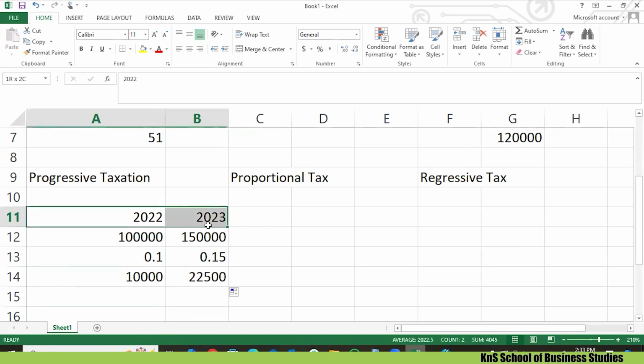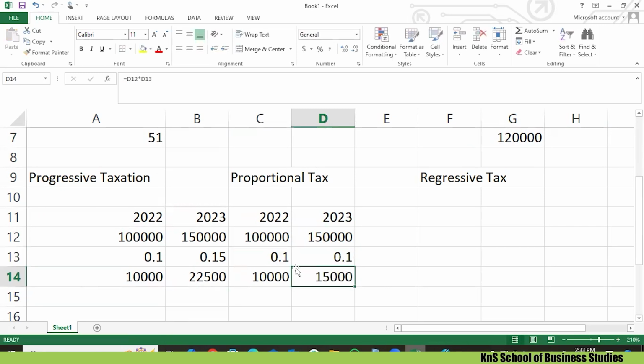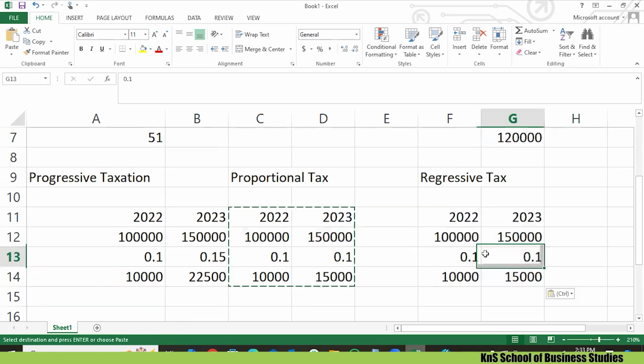Proportional is like, it was 10% over here. Again, the rate is the same. Just the thing is that I'm paying my portion of the tax. So I'm paying more, but just on that part that has increased, not all over my income. And what is regressive taxation? It's the opposite of progressive. As soon as my income is increasing, I'm paying lesser taxes.